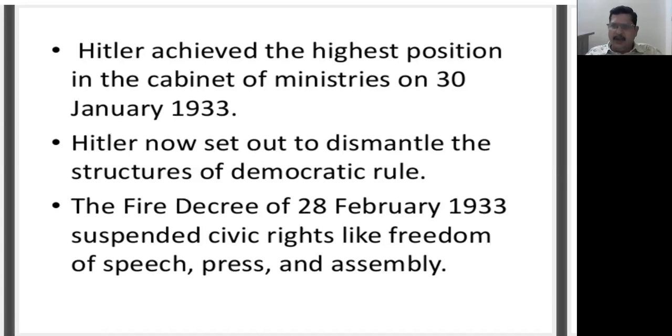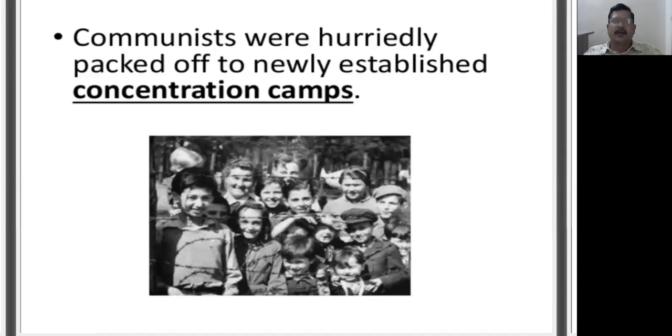Press, nobody can publish anything. And assembly, they should not form any meetings or organizations. Communists were hurriedly packed off to the newly established concentration camps. What do you mean by concentration camps? It's like a jail, but an open jail where they used to keep them. Whoever supported communists were sent to concentration camps. They were guarded by the army or the police, and they were kept in concentration camps.